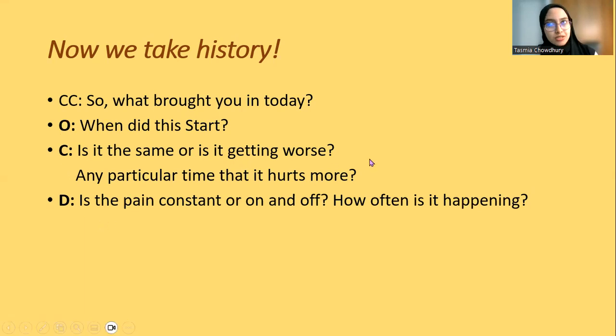If the patient hasn't talked about it already, then you can ask these questions like, when did this problem start? Is it the same or is it getting worse? Any particular time that it hurts more? Because this is a question that will help you to rule out if there is mechanical pain, because mechanical pain will always be worse at the end of the day. So this is how the questions are working towards your diagnosis. And also, is the pain constant or on and off? How often is it happening?